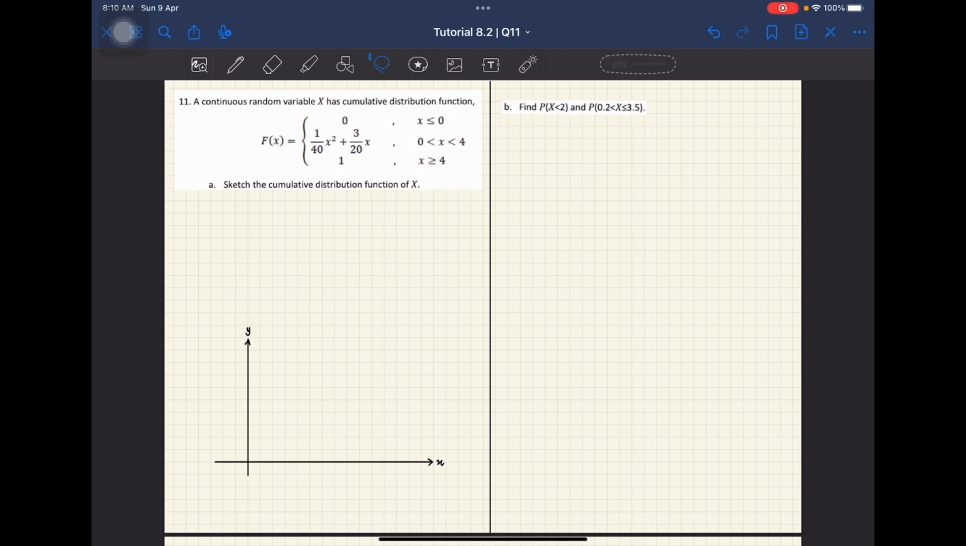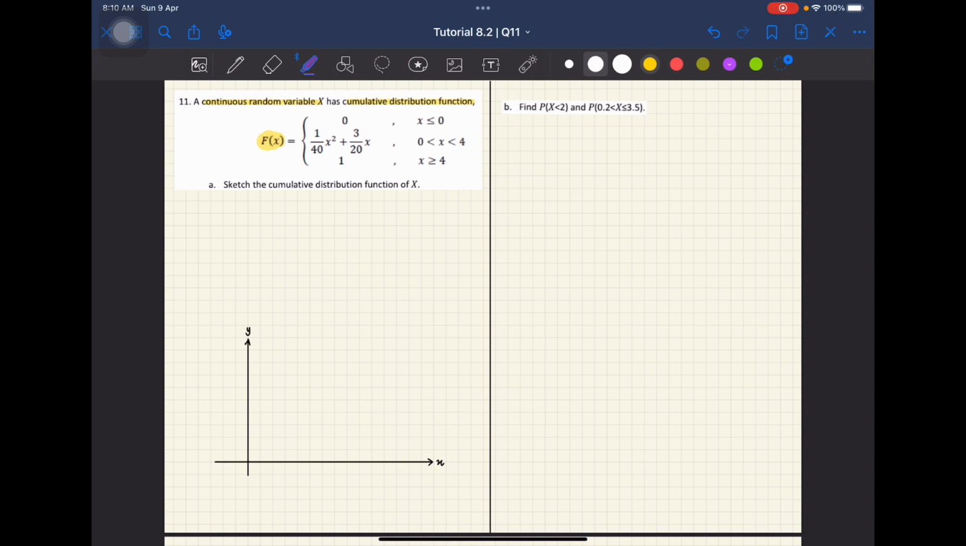Okay, so let's read the question first. So dia bagi dekat awak situ, a continuous random variable x has cumulative distribution function. Okay, so please take note, dia bagi dekat kita is cumulative distribution function. Right, and also continuous random variable. Okay, so kalau let's say tak perasan soalan pun, you can obviously see that over here, this one, the capital F stands for cumulative distribution function.